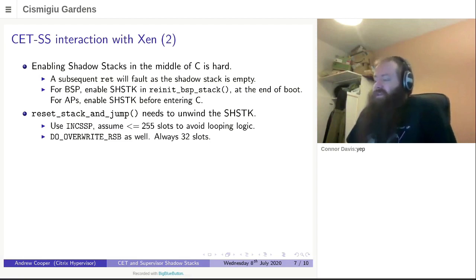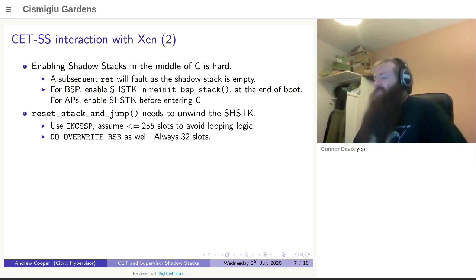Another thing we have is a primitive called reset_stack_and_jump. This is essentially longjmp, except you don't need to call setjmp first because it's implicit based on where it is. So we use this to unwind the current stack. It's the context switching primitive that we use. It unwinds the regular stack. It therefore needed to be modified to unwind the shadow stack as well. We don't expect it to ever be called with more than 255 slots to go, which means we can simplify the assembly to not require a loop over multiple iterations of 255.